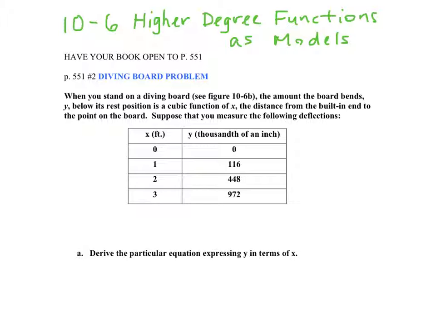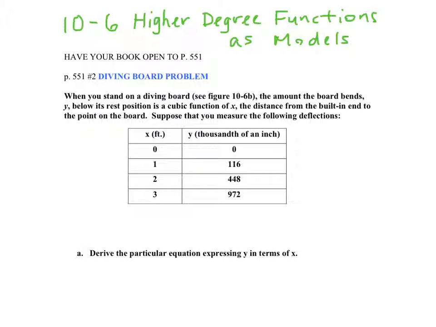We are going to be taking notes on section 10.6, higher degree functions as models. Of course there's a model section. Before you get going, make sure everybody has a book and you are open to page 551. If you would like, you can open this note sheet on Schoology if you have not found it already. Make sure everybody is good to go before we continue on.